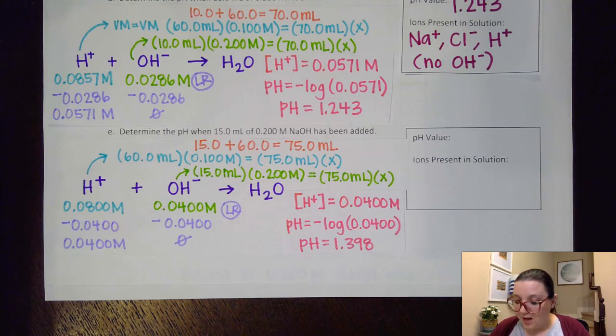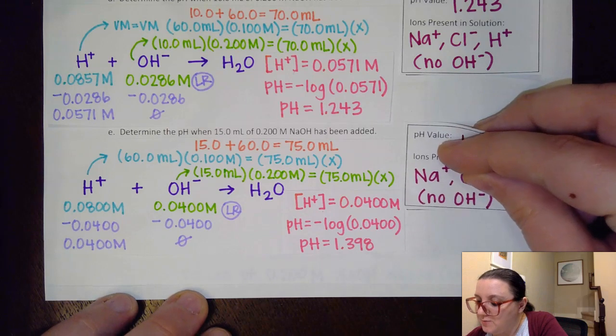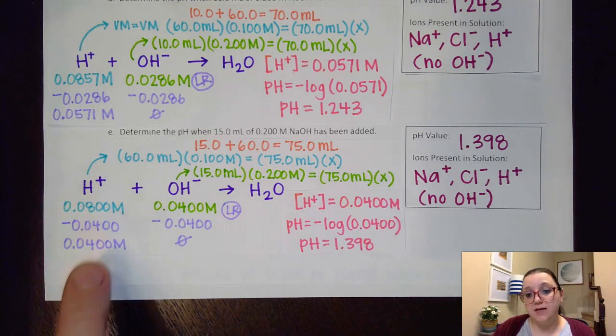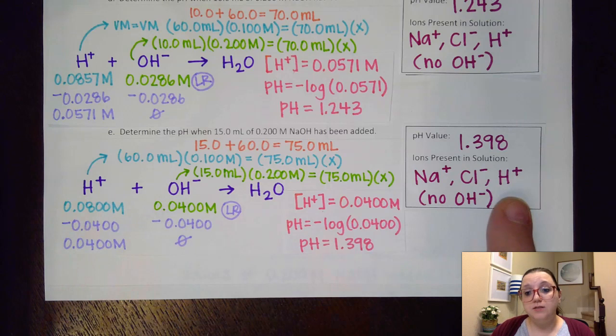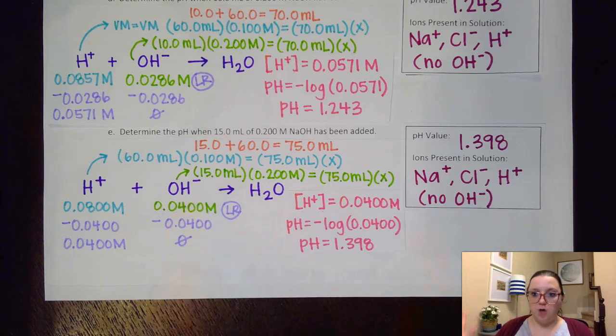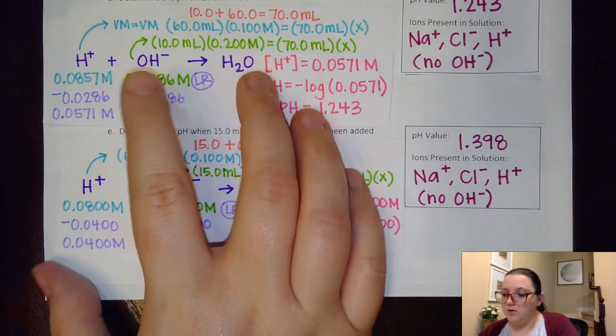Now, as far as the ions present in the solution, we're going to see the same ions we saw on the previous problem. We're still going to have sodium and chloride ions. Those are the spectators. They're still going to be in there. Hydrogen was in excess, so I'll still have that in the solution, but no hydroxide. Okay, that was the limiting reactant. I used all of it up. All right, let's go ahead and turn the page and look at our next calculation.